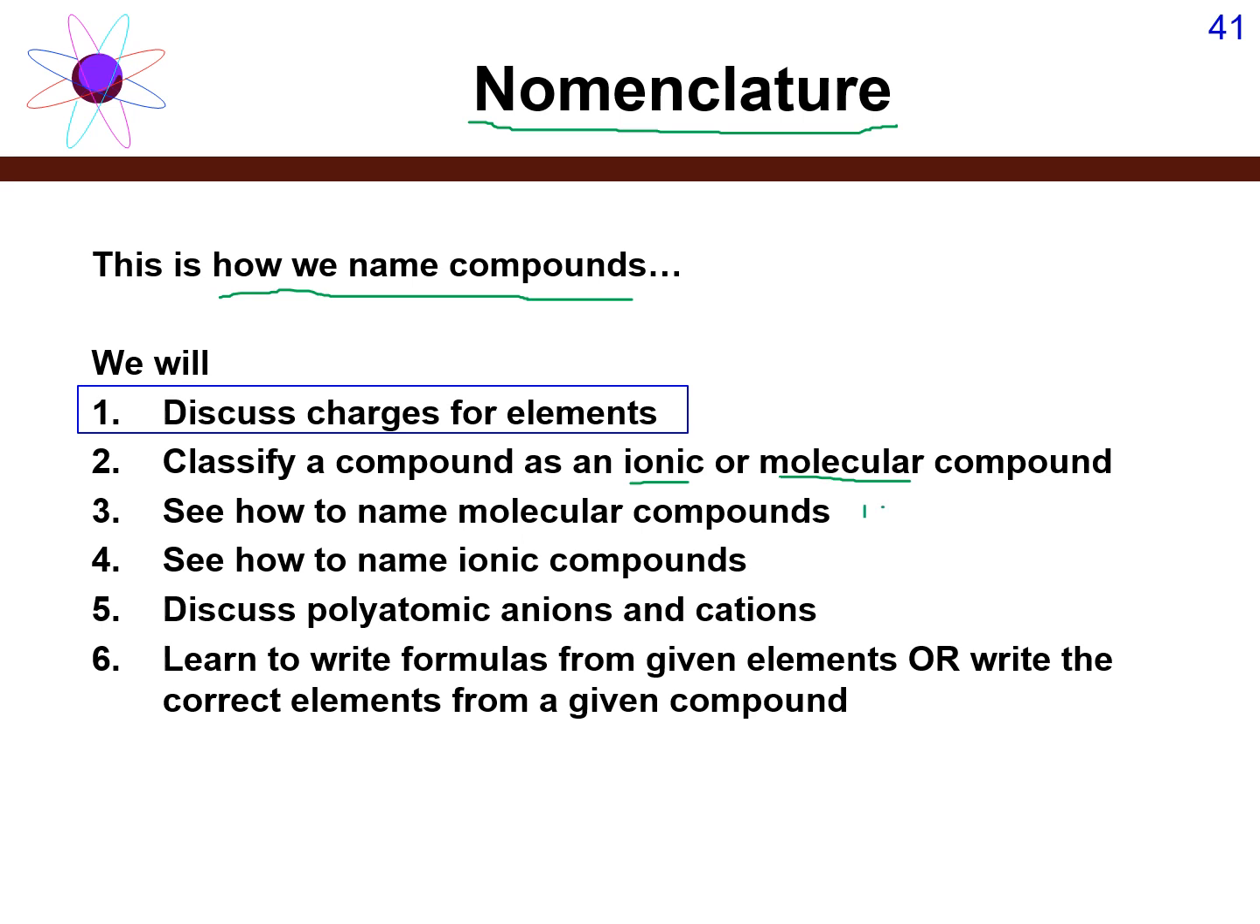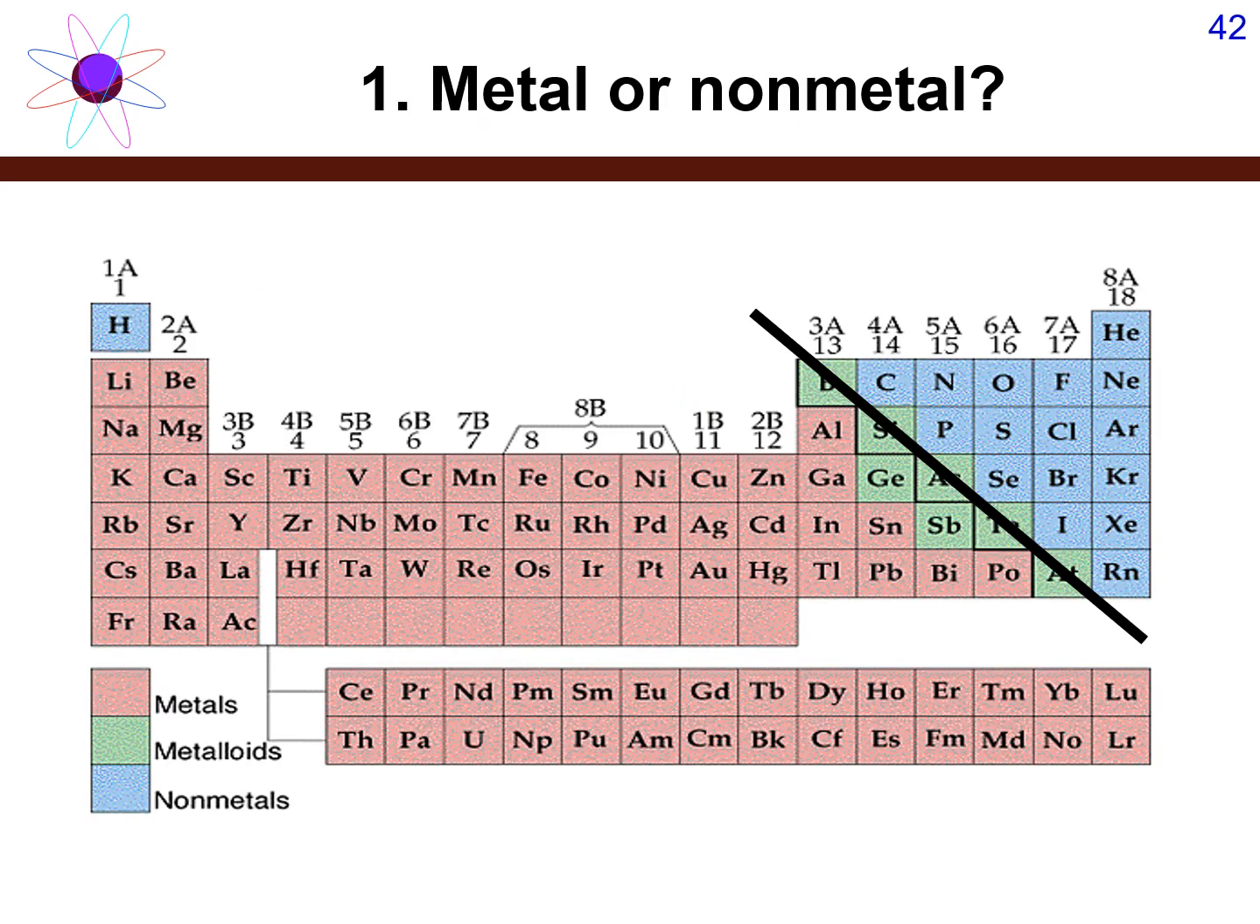Naming molecular compounds is actually pretty straightforward. There's a lot of work to do with ionic compounds, unfortunately. Then we're going to discuss how we name polyatomic anions and cations, and we'll discuss what a polyatomic is. And then we'll learn to write formulas from given elements or write elements from a given compound. Okay, so first we'll discuss charges for elements. One thing we have to get clear before we go into the charges is the difference between a metal and a non-metal.